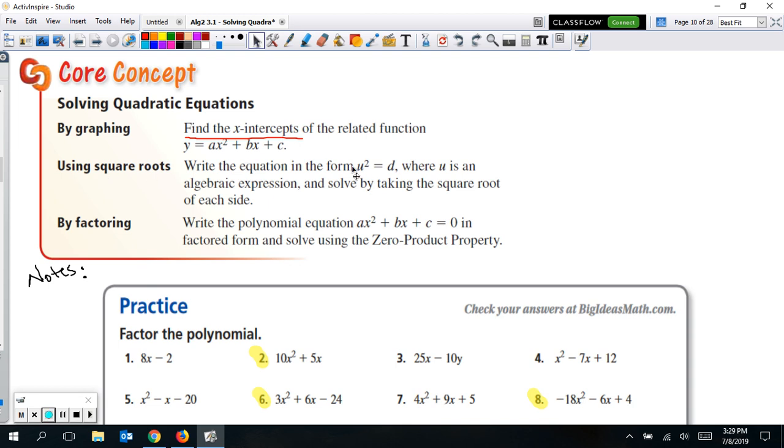So this is the form that you would want this in, where your variable is squared equal to the number that it needs to equal. So you have u here. Now that u could be x, or it doesn't matter what variable. The d is going to be some number there.